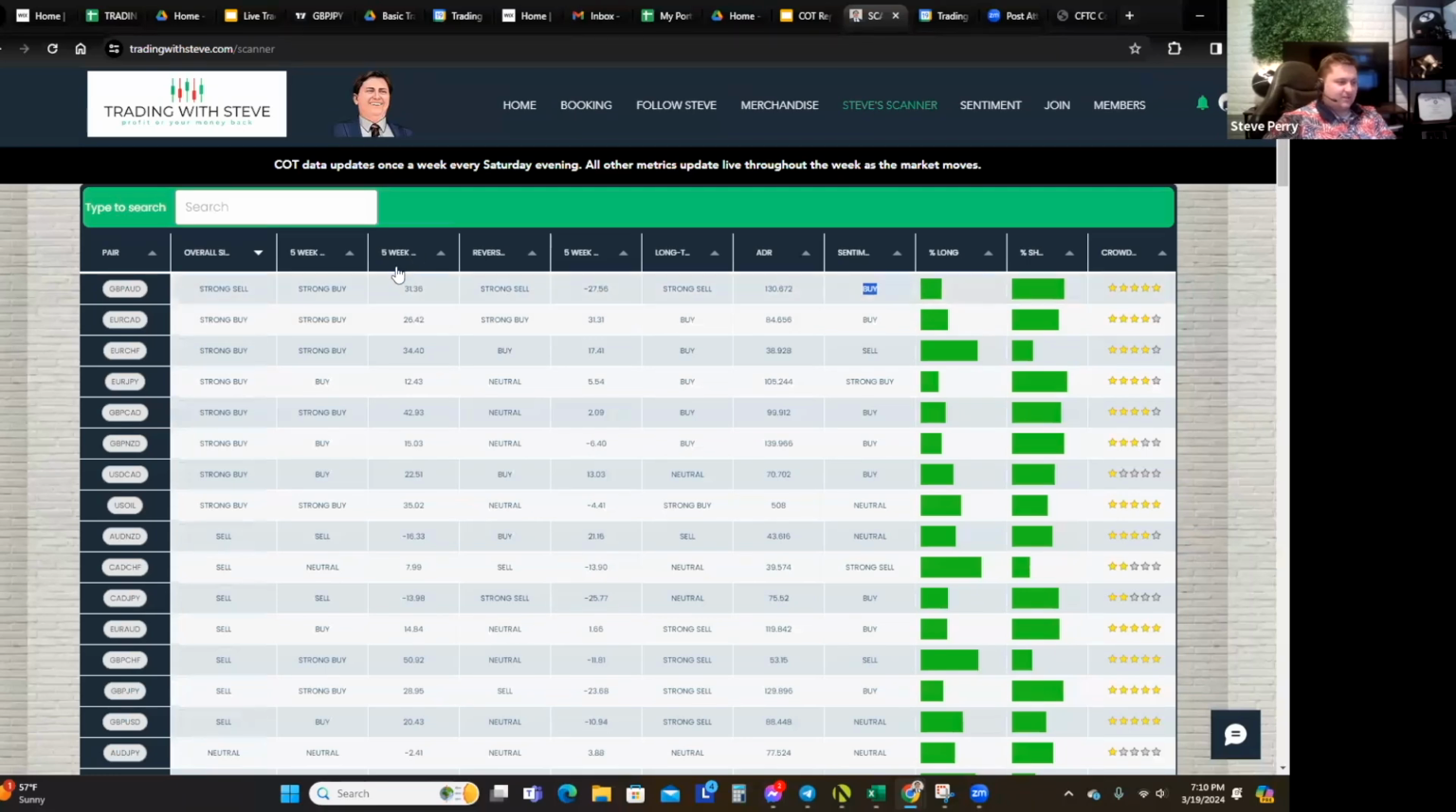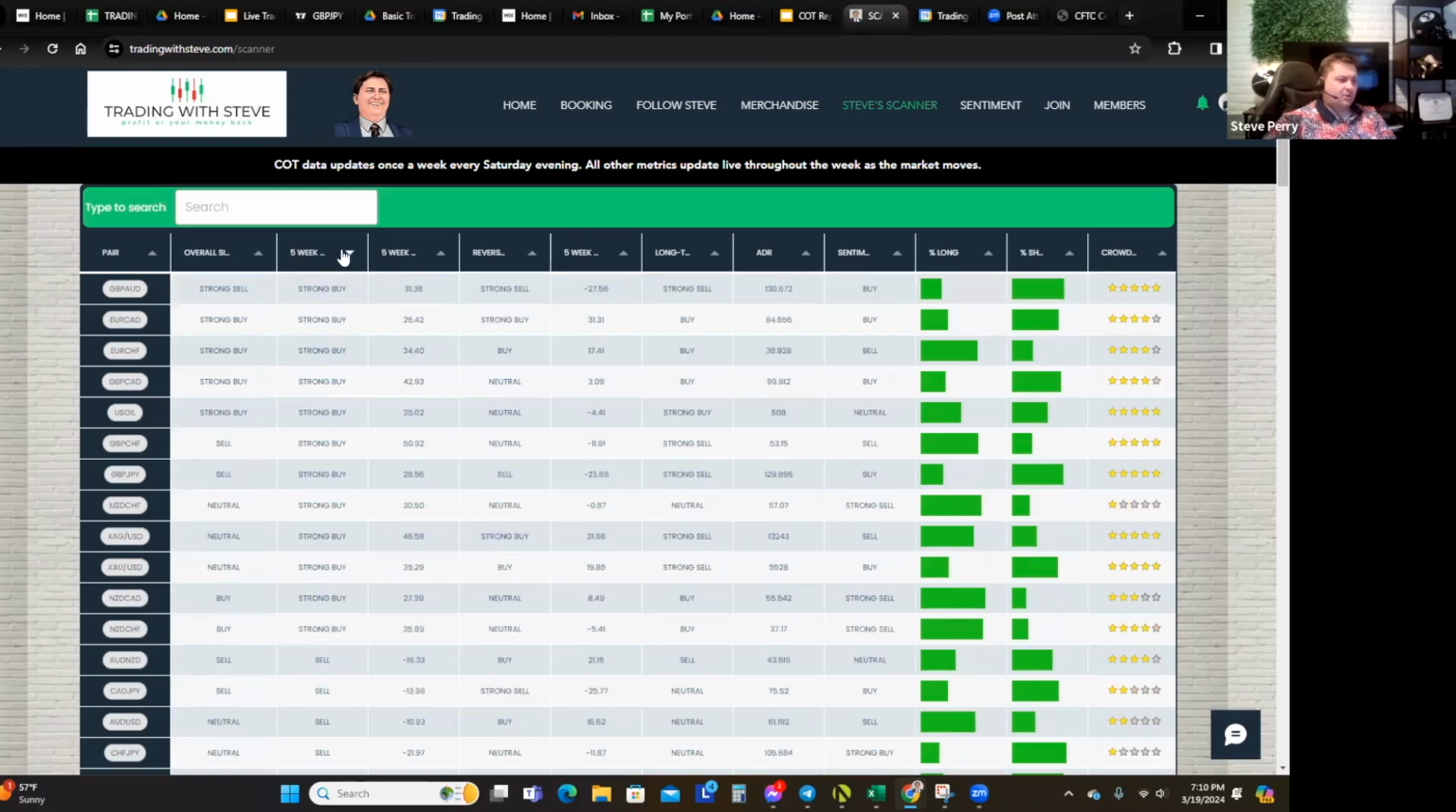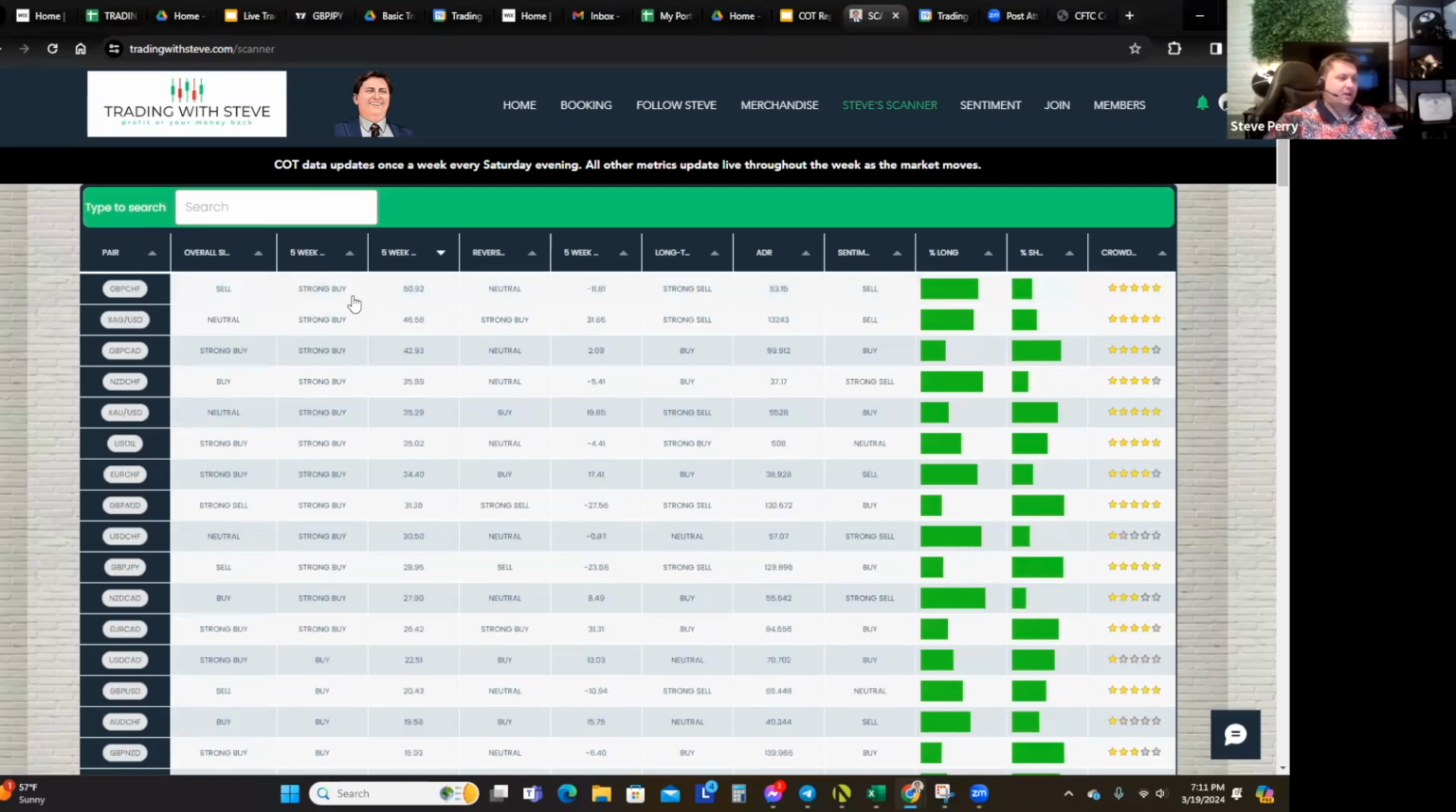Okay, so what is this 5 week shift column? So these two columns talk to each other right here. You can filter this by signal, and you can see all of the strong buys and strong sells come to the top right here. So what is this? This is just looking simply at which currencies or which currency pairs have seen the biggest shift in COT data over 5 weeks. So if I filter this like this, you can see the pound franc has had the biggest shift over the last 5 weeks. So there's been a plus 50.92% shift in the pound franc. So that means the banks have been buying the pound franc very aggressively.